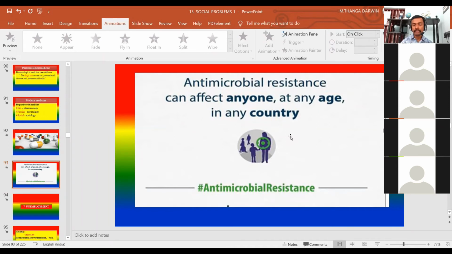Antimicrobial resistance can affect anyone at any age. Antimicrobial resistance means the bacteria cannot be killed by your drug; they are resistant to the drugs or biological medicines. So the World Health Organization emphasizes that we should avoid unnecessary use of antibiotics, which can change the chemistry of the body and make microorganisms resist them.